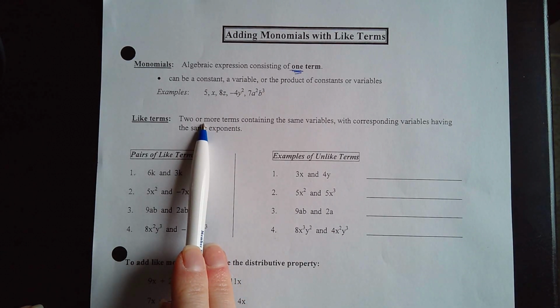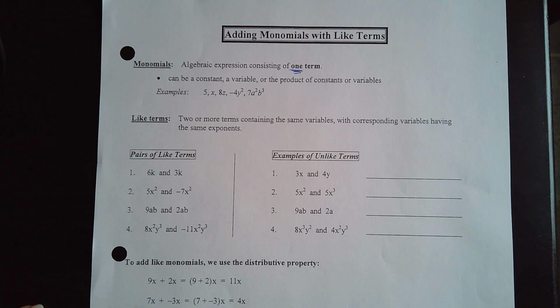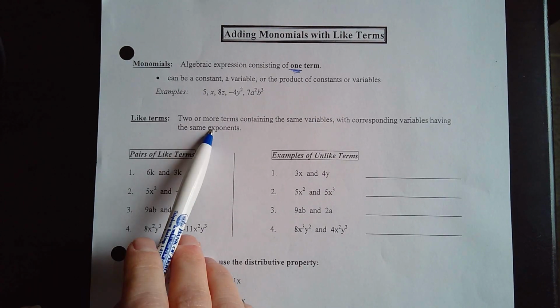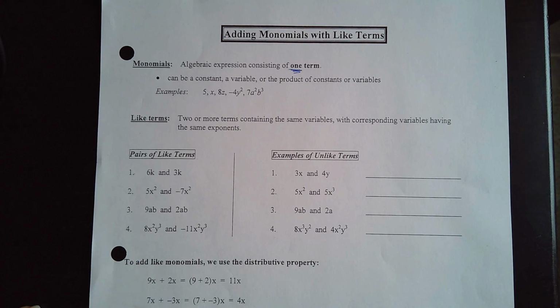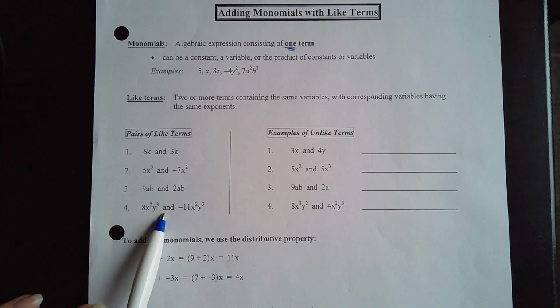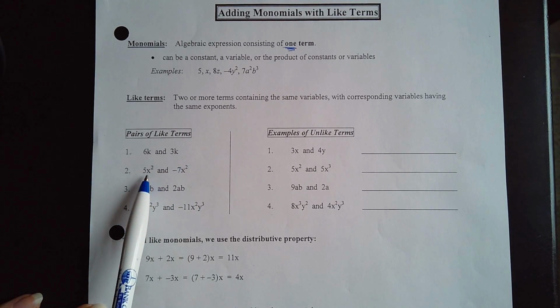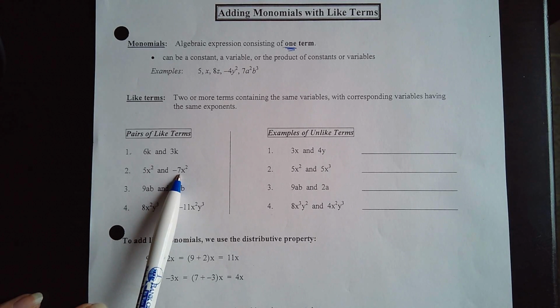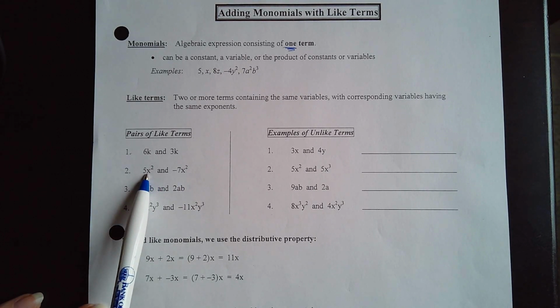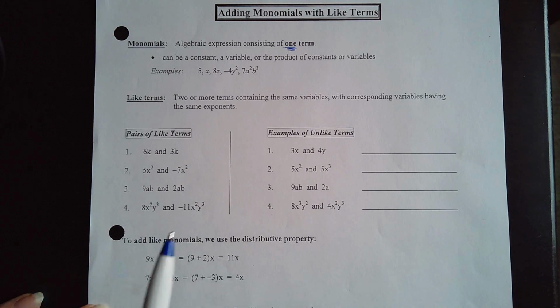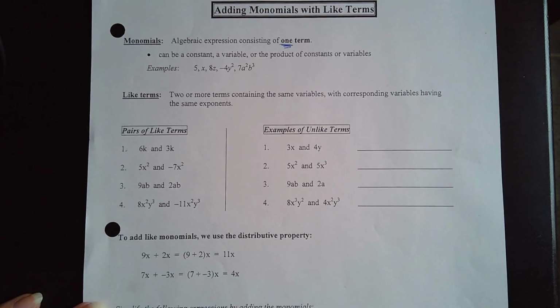Now when we have two or more terms that contain the same variable with corresponding variables having the same exponent, we consider them to be like terms. Let's look at the 4 examples of like terms. 6k and 3k are like. They both contain k. 5x squared and negative 7x squared are like because they contain both an x as well as the x being squared. So not only is the variable the same, the exponent with the variable is the same. We have 2 more like terms here and 2 more like terms here. All the same variables containing the same exponents.